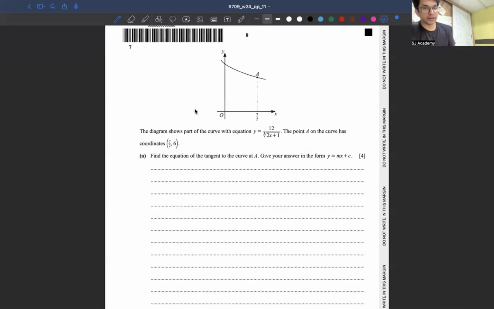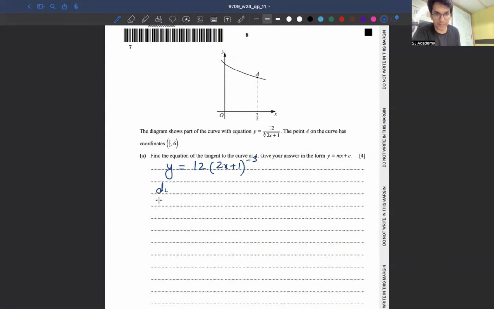In question 7, the diagram shows part of the curve with the equation y equals 12 upon cube root of 2x plus 1. The point A on the curve has coordinates 7 upon 2 comma 6. We have to find the equation of the tangent to the curve at A. Now to find the equation of the tangent, first we'll have to find the gradient at the tangent, which is given by dy by dx. So before we find the dy dx, we'll first bring the denominator into the numerator. So that will become 12 into 2x plus 1 to the power of minus 3.